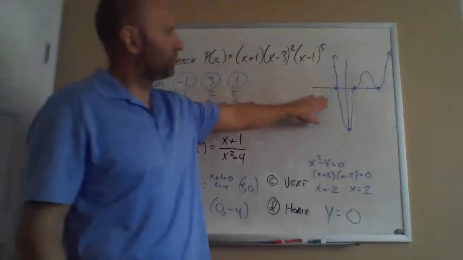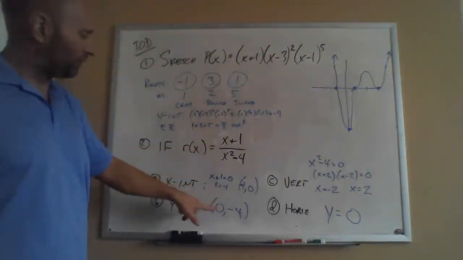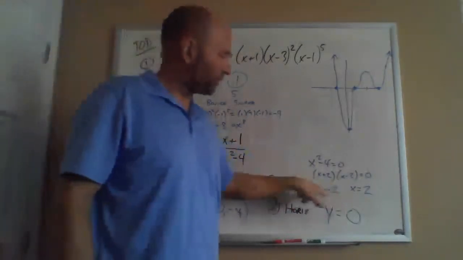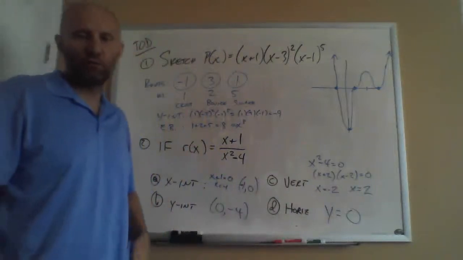This is what the sketch should look like. And then for these guys, x-intercept is negative 1, 0, y-intercept 0, negative 4. Two vertical asymptotes, and the horizontal is equal to y equals 0.